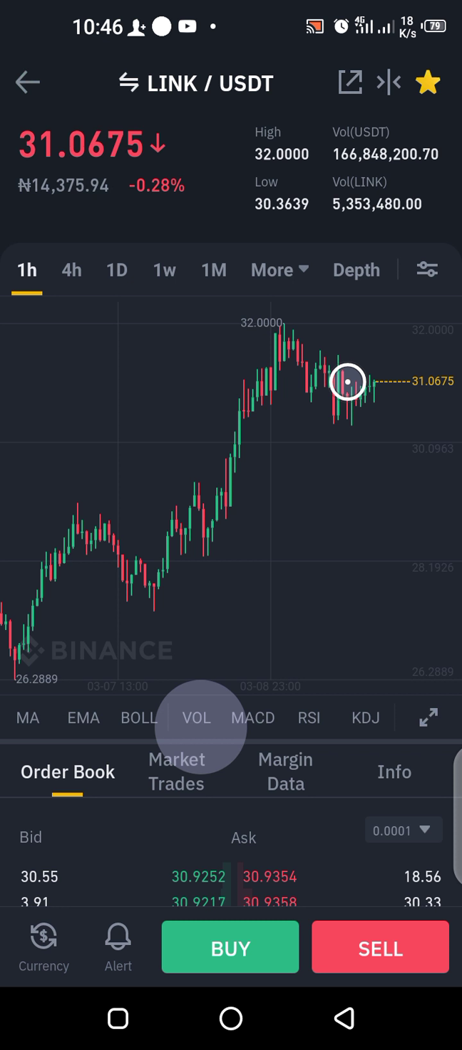What I mean by consolidating is that the trend is not going so high and it's not going so low. It is just going sideways. When the trend is going sideways, it's not high, it's not low. You can see the candlesticks are not so higher than one another, and keep going like that. That's forming a consolidation.